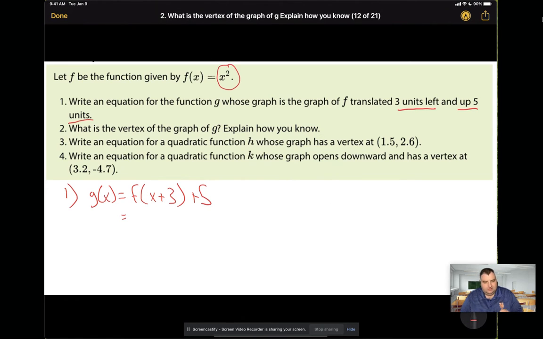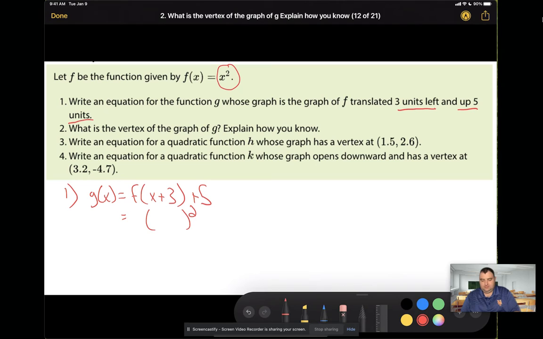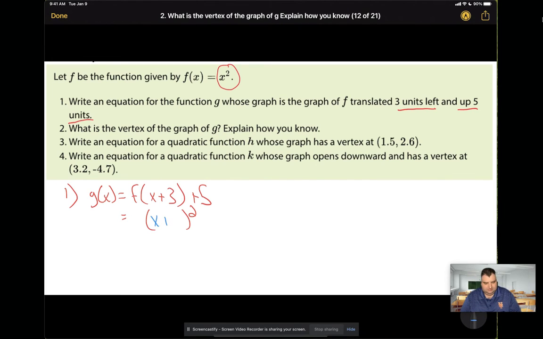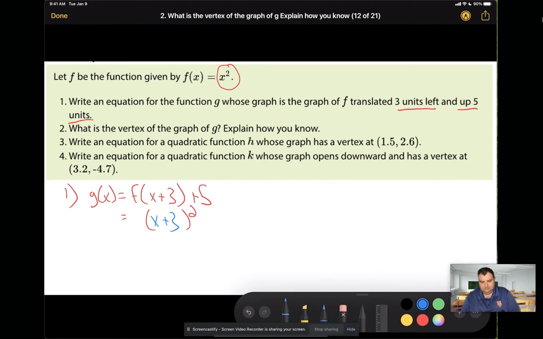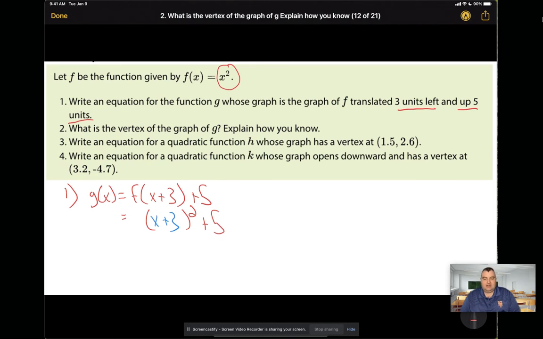Now what we're going to do is find the actual equation. Our actual equation of the original function was x squared. So f of x plus 3 means to replace x with x plus 3. So I replace x with x plus 3 and then tack on plus 5 at the end. So I end up with x plus 3 squared plus 5. So that is my equation for g of x.